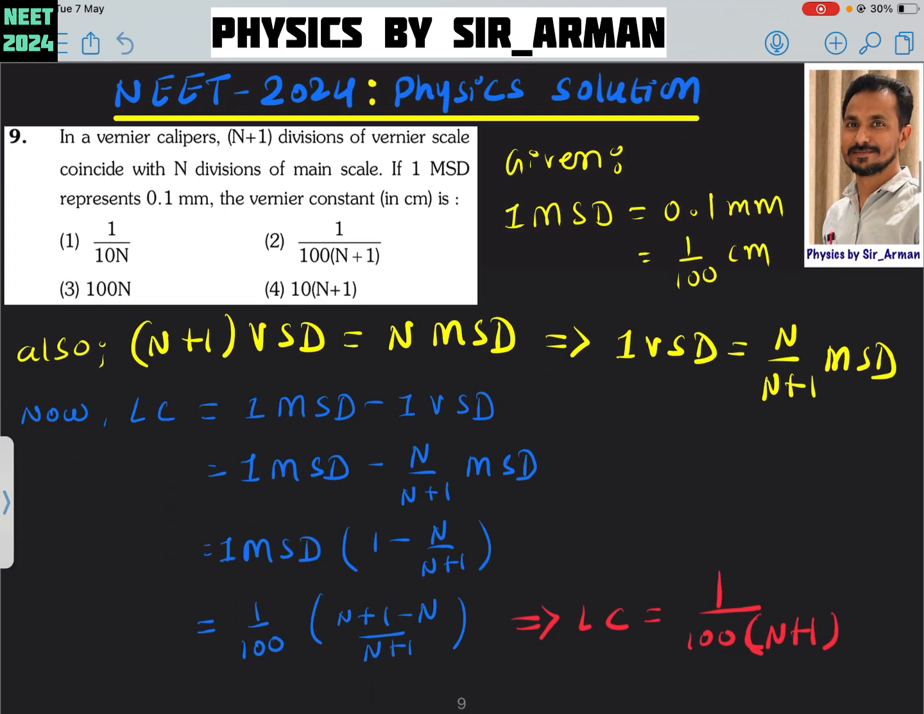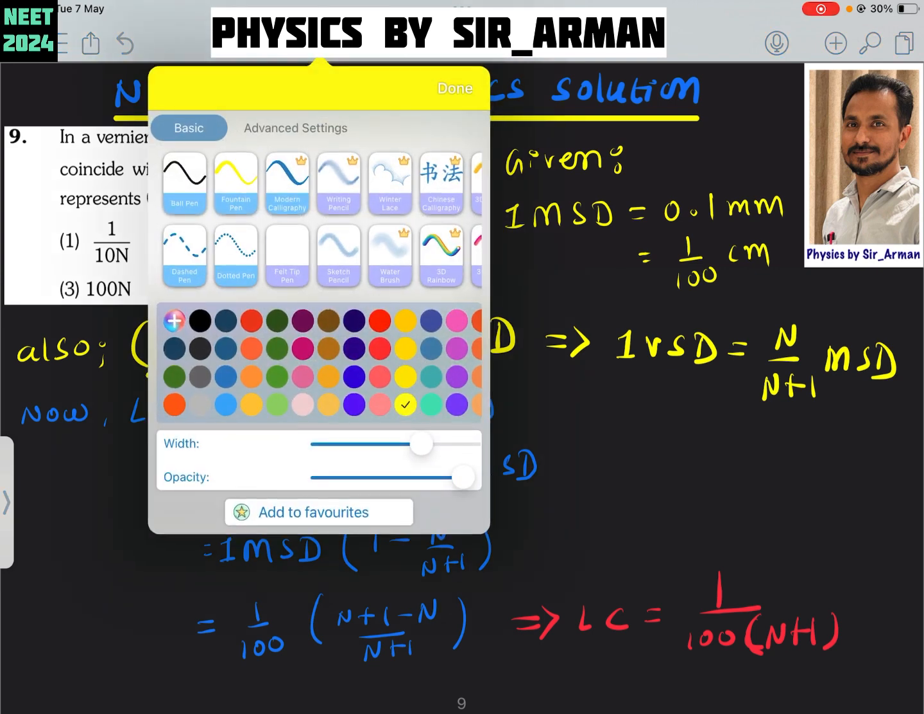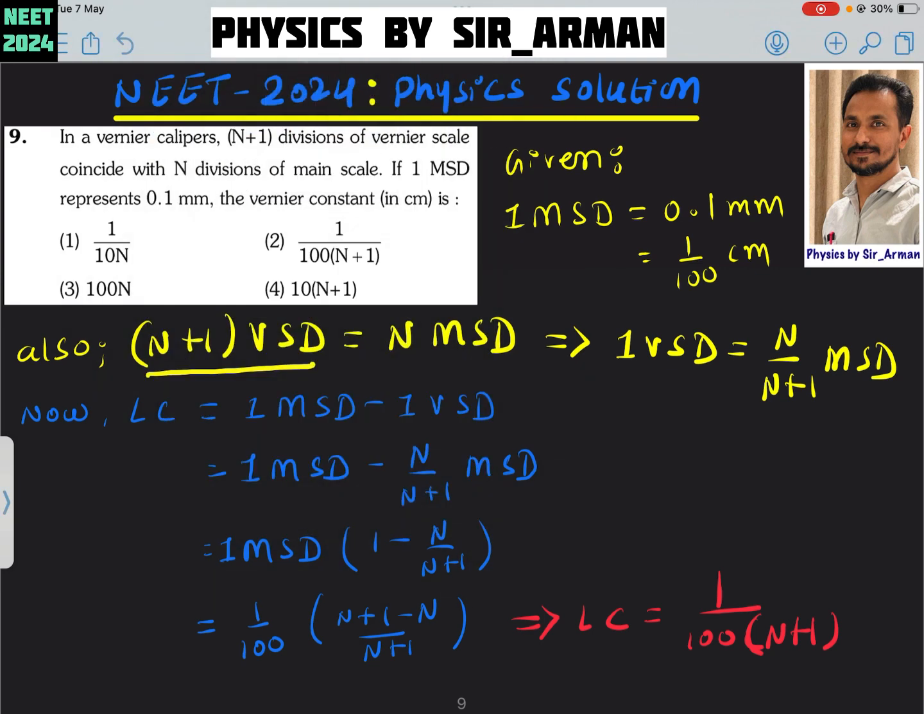Next, question number 9. In a vernier caliper, n+1 divisions of the vernier scale coincide with n divisions of the main scale. So as per the given data, n+1 VSD means n+1 vernier divisions coincide with n divisions of the main scale. Then what will be the value of one vernier scale division? If we take this to the right side, one vernier scale division will be n by n+1 of the main scale division.